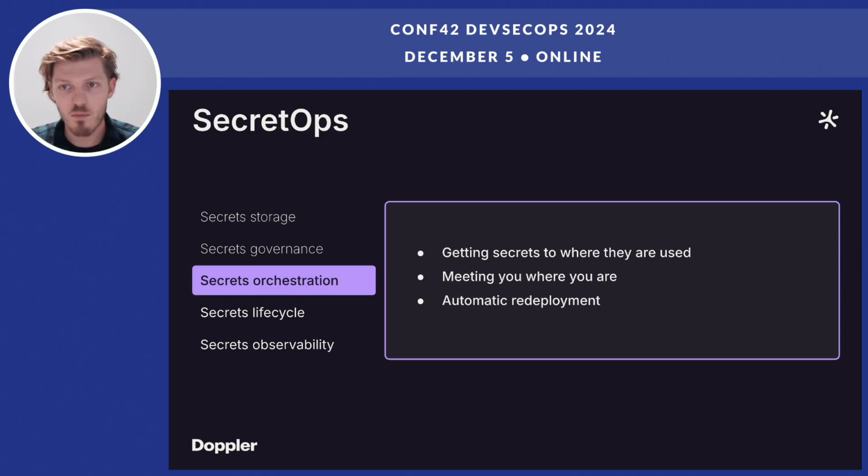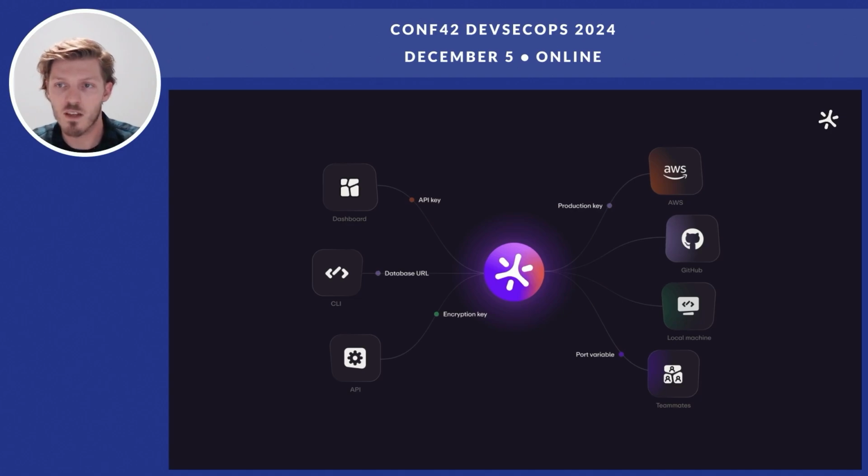There are a couple ways to go about it, but at Doppler, our approach is to meet you where you are. So we have a hub and spoke style model where we see Doppler as the source of truth, and it's responsible for syncing secrets to wherever they are consumed. So let's look at what that looks like in a couple of different spots. This is just like the hub and spoke visualization here.